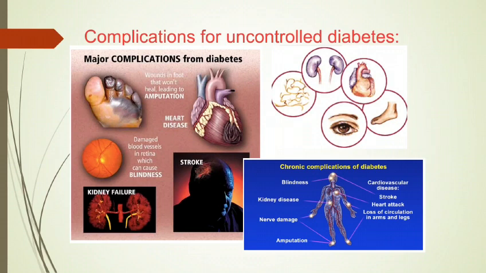Uncontrolled diabetes may lead to complications, which include blindness, due to damage in the blood vessels in the retina, kidney disease, nerve damage, cardiovascular disease, stroke, heart attack, and loss of circulation in the arms and legs. Due to improper circulation in the arms or legs, it may lead to necrosis. And as I said earlier, in a diabetic patient, the wound will not heal so fast. So a wound in the foot that won't heal leads to amputation. Amputation is nothing but the loss or removal of a body part. It may be a finger, toe, hand, or so on. So these are the complications of diabetes.